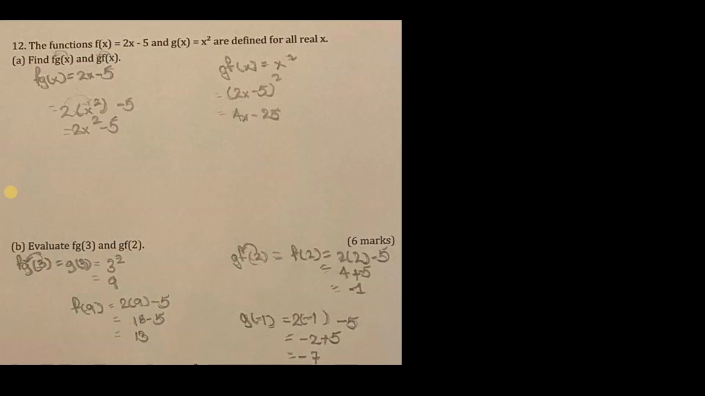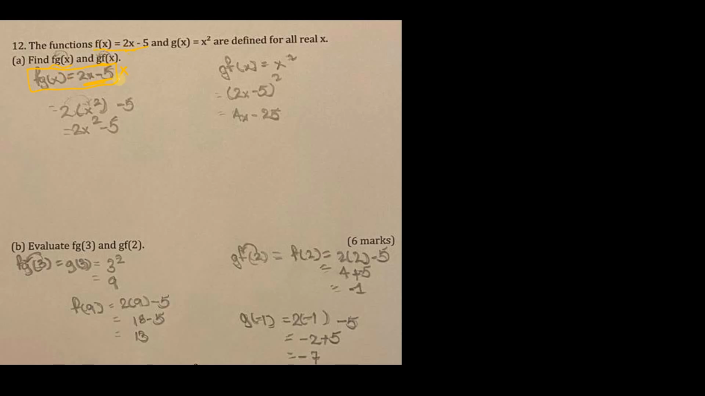Alright, let's look at number 12. The functions f of x equals 2x minus 5, g of x equals x squared, are defined for all real numbers x. Find f of g of x and g of f of x. So we're looking at composite functions here. For f of g of x, we take the f function first. Well, what you have here is not correct. You're saying f of g of x is equal to this, but this is actually f of x.